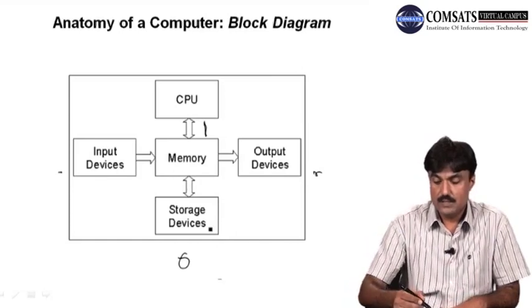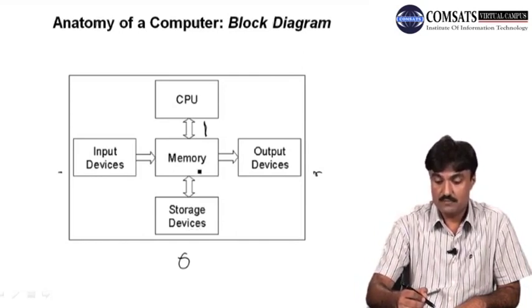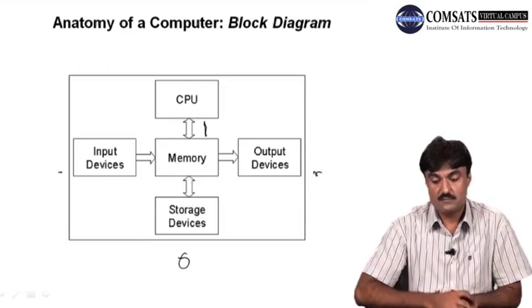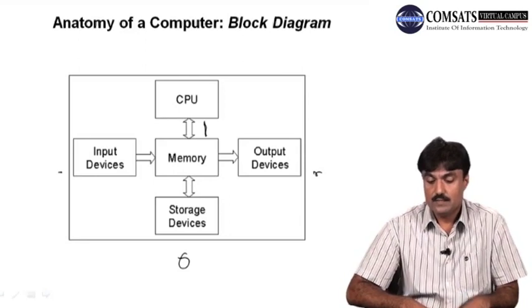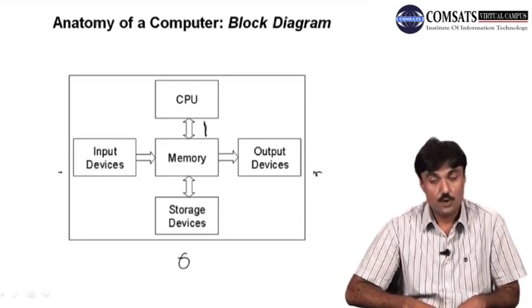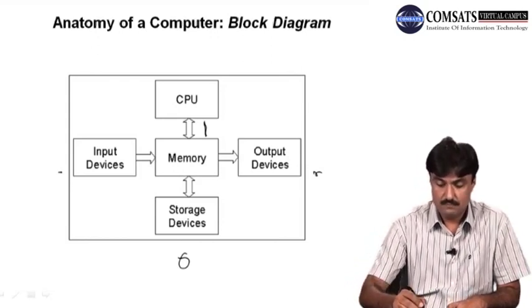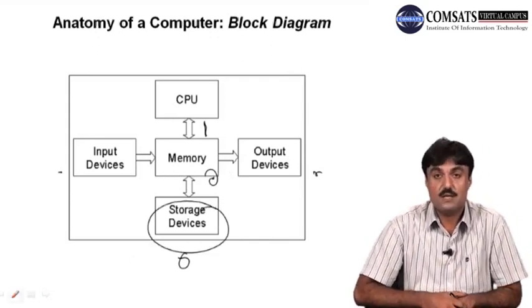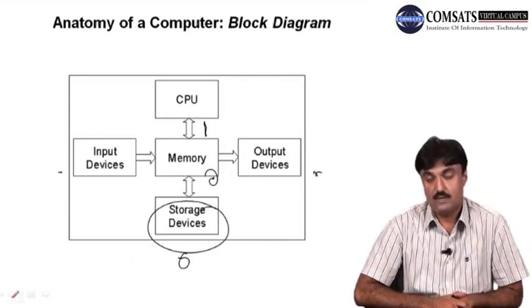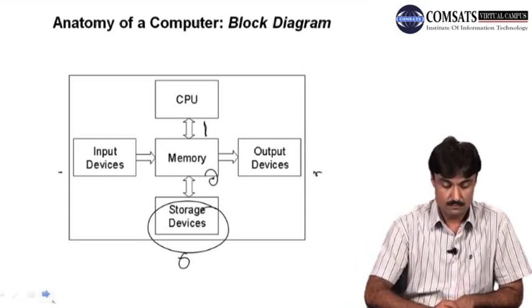Now here you can see storage devices and memory. There's a bidirectional flow, so data can move between memory and storage devices. And there's a unidirectional arrow between memory and the output devices. Now we will see the difference between memory and the storage devices. These two things are separate, and we will discuss in more detail what memory is and what the storage devices are and so on.